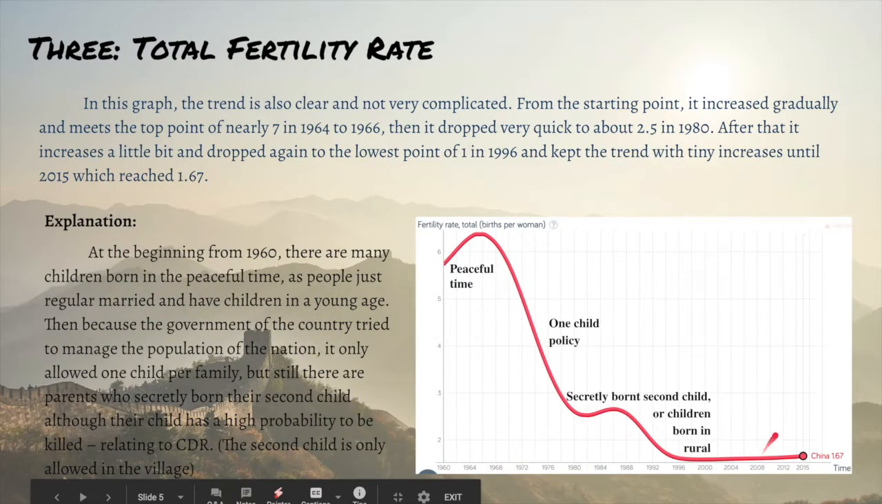Three, total fertility rate. At the beginning from 1960, there were many children born in a peaceful time, as people just regularly married and had children at a young age. Then because the government of the country tried to manage the population of the nation, it only allowed one child per family. But still there were parents who secretly had their second child, although their child had a high probability of being killed.